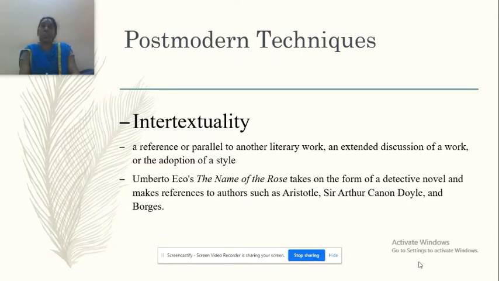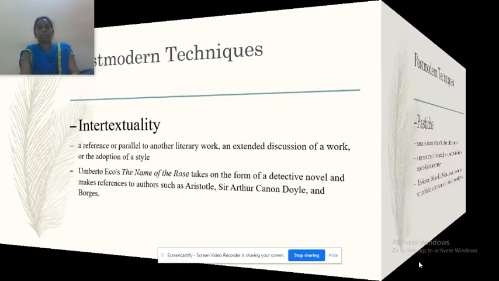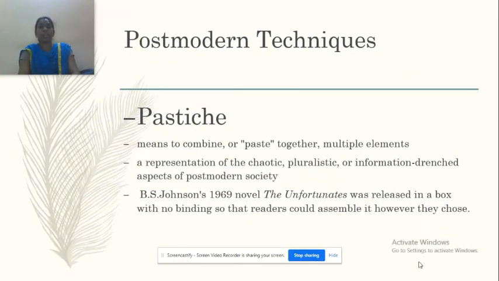And in postmodern literature, there will be more references to the works of others. The next technique is pastiche. The word itself says that it is a collection of multiple elements that are pasted together. It is a representation of chaotic, pluralistic, or information-drenched aspects of postmodern society. The best example is B.S. Johnson's novel, The Unfortunates. Remember, this is a wonderful one.